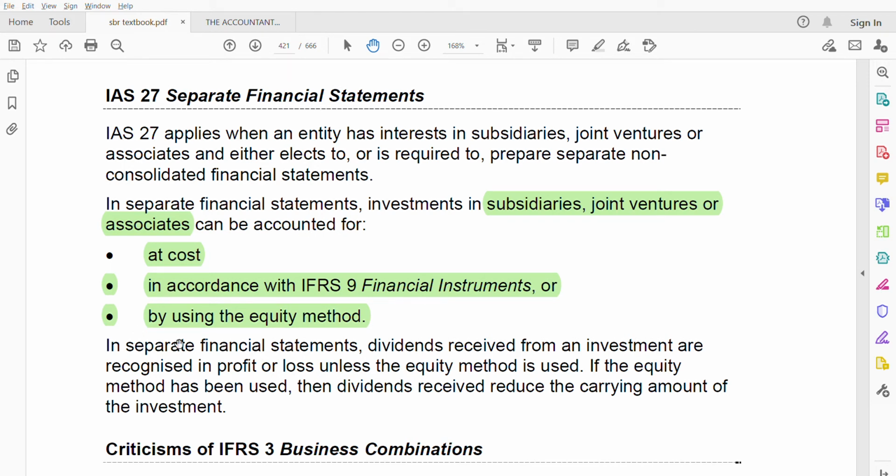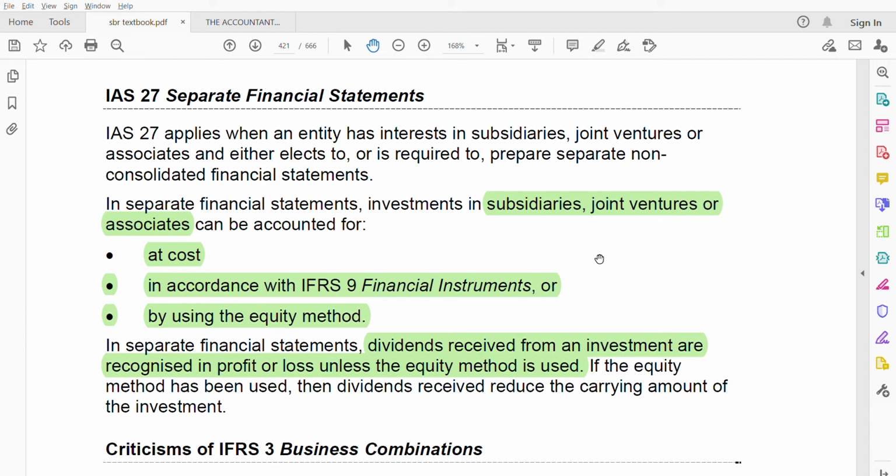So in separate financial statements, dividends received from an investment are recognized in profit and loss. When you receive dividends, this dividend can be received from anyone: from a subsidiary, joint venture, or associate. That dividend is recognized in the profit and loss account in separate financial statements. I'm not talking about consolidated, I'm talking about separate financial statements, unless the equity method is used.